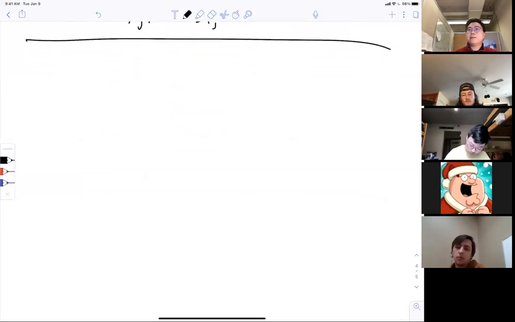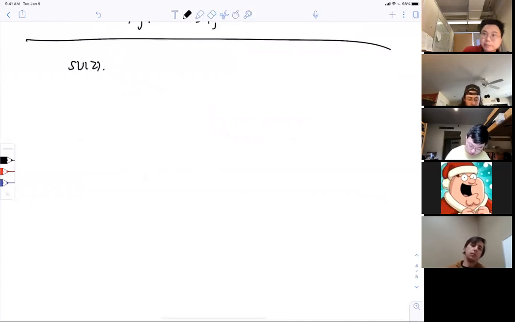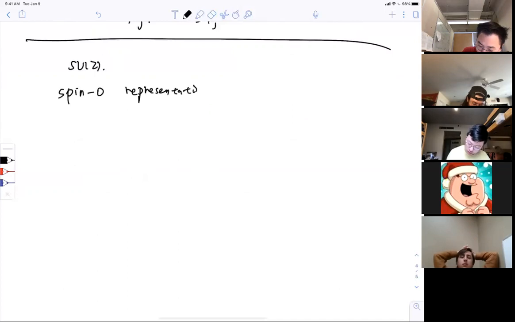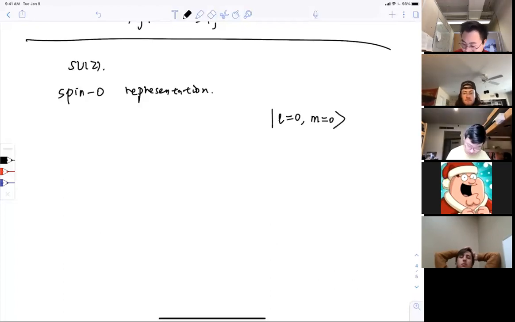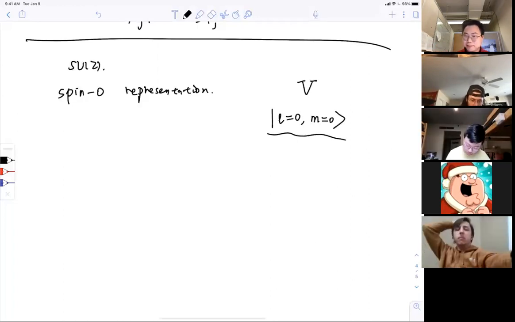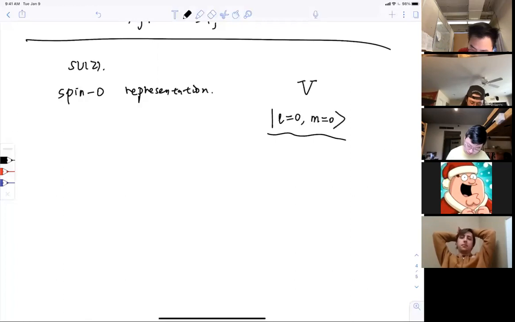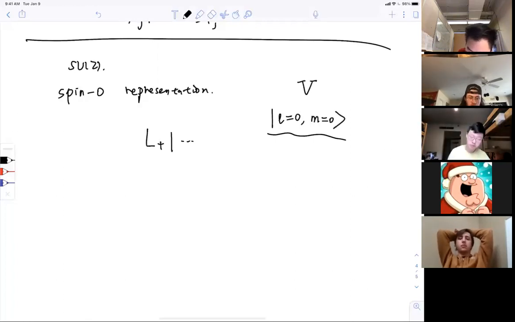Okay, so let's take SU2 as an example. Let's look at the so-called spin zero representation corresponding to a scalar. So in this case, the vector space is L equal to 0, M equal to 0. This is a one-dimensional vector space, and the basis is this. And we know L plus acting on this is 0, L minus acting on this is 0, and L z acting on this is also 0.